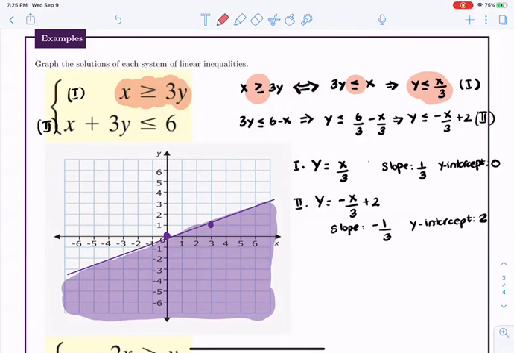The intercept is 2. And it is a decreasing line. The slope is negative 1 over 3. So if I plug in 3, I would get 1. So they're actually intersecting right here.